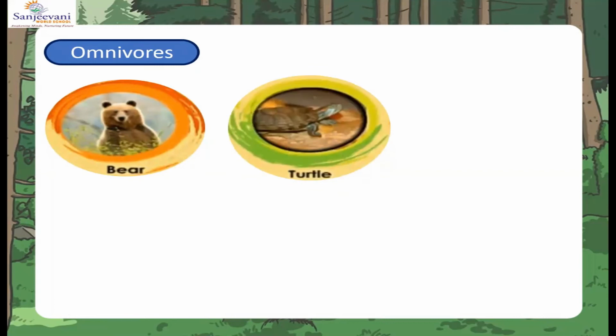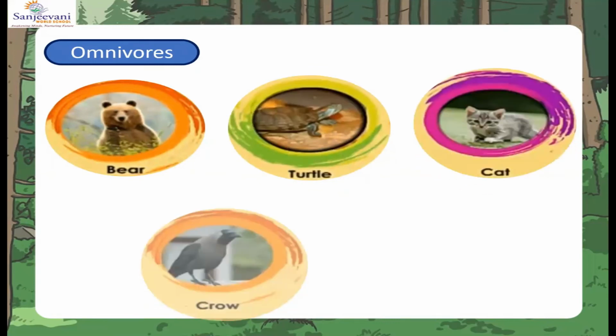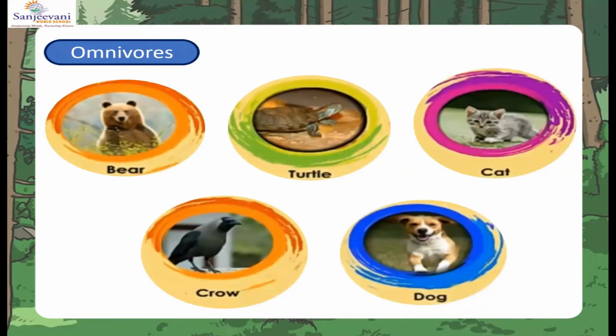Omnivores such as bears, turtles, cat, crows, dogs, etc. eat plant as well as flesh of other animals. They have both sharp and flat teeth to eat a variety of food.